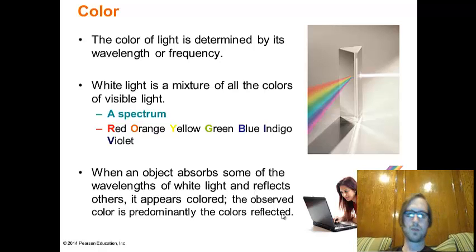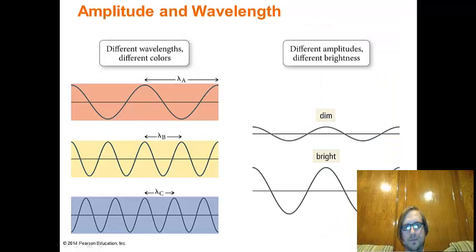When an object absorbs some of the wavelengths of white light and reflects others, it appears colored. So if this person here is wearing this red shirt, white light hits it, which is composed of all the colors. Red is reflected. That means it's absorbing orange, yellow, green, blue, indigo, and violet.